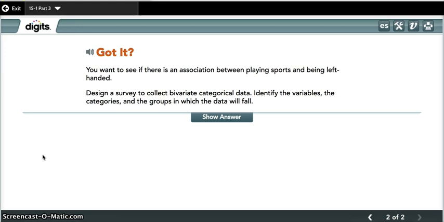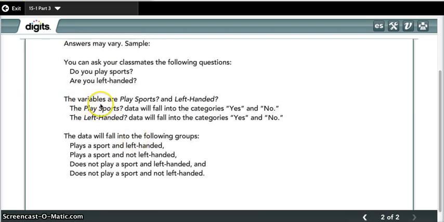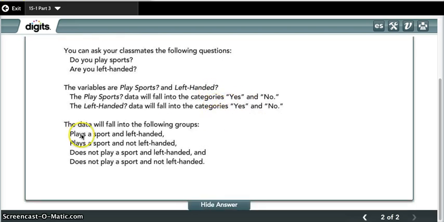Okay, the first question is, do you play sports? That's yes or no. And then, are you left-handed? That's yes or no. So the variables are playing sports and left-handed. The categories are yes or no. So the options are going to be they play a sport and they're left-handed. They play a sport and they're not left-handed. Does not play a sport and is left-handed, and does not play a sport and is not left-handed. So those are your 4 options. Those would be on my 4 sticky notes.